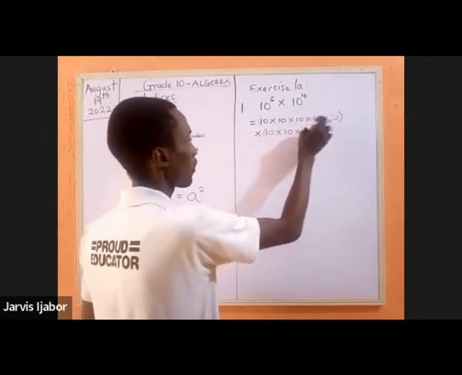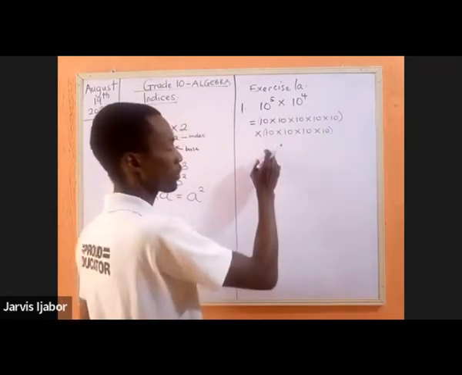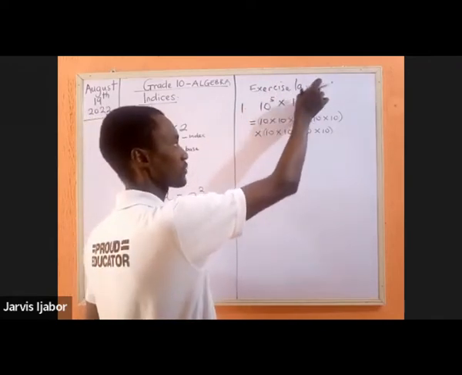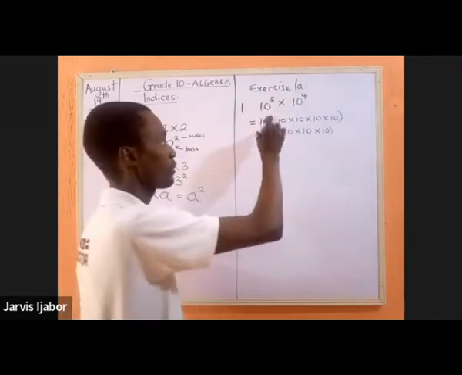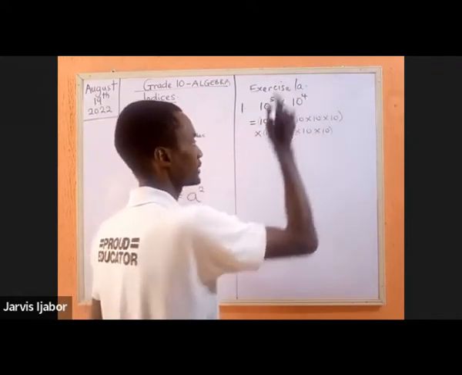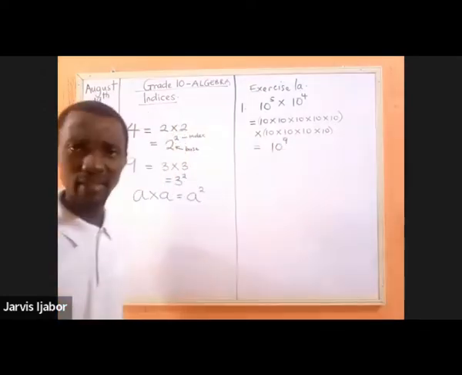1, 2, 3, 4, 5. 1, 2, 3, 4. So if we say 10 index 5 times 10 index 4, what would the answer be? That would be 1, 2, 3, 4, 5, 6, 7, 8, 9. So that will give me what? 10 to the power of 9. How did we get that?